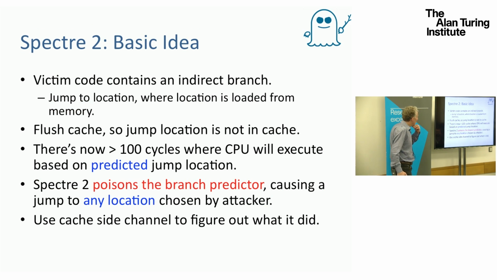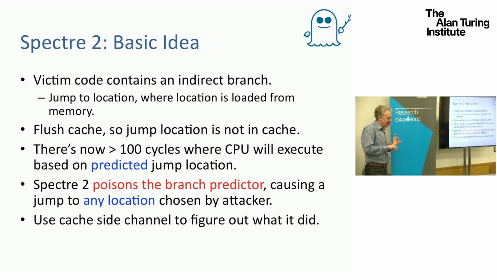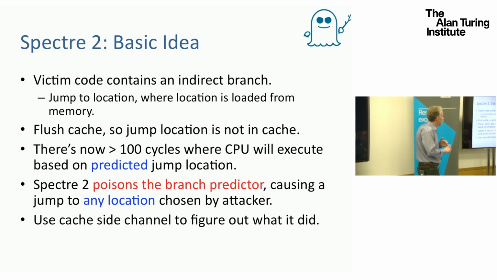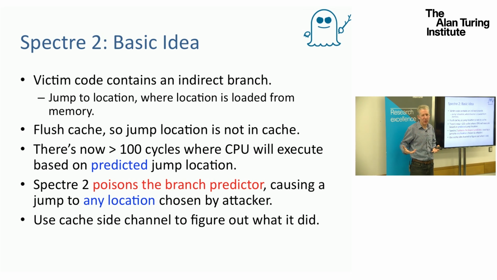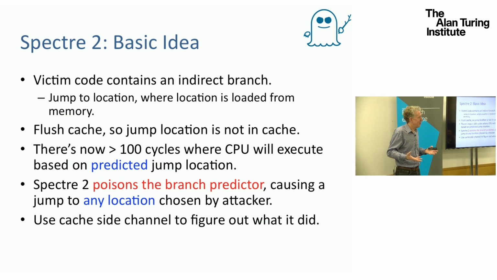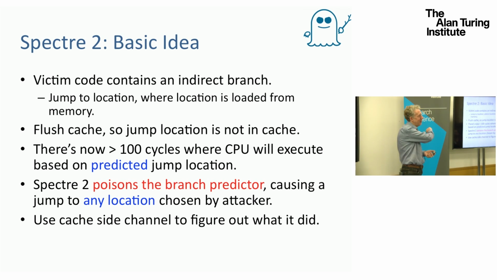So the basic idea here is the victim code has some kind of an indirect branch. This is a jump to a location where the location is loaded from memory. Where do you use that? Well, it comes up all the time in all sorts of code. Your operating system, for example, in a system call uses a jump table to make it jump to the right place and things like that. So it's very common to do that. In C++, it's all over the place.